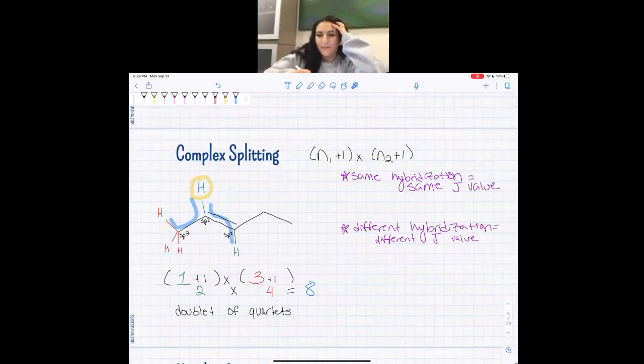You can't say the multiplicity is an octet, because it's not an octet. It's a splitting where you split two quartets. Exactly. The reason it's important that it's 8 is that that is the multiplicity, but we're not going to call that an octet. We call that a doublet of quartets.